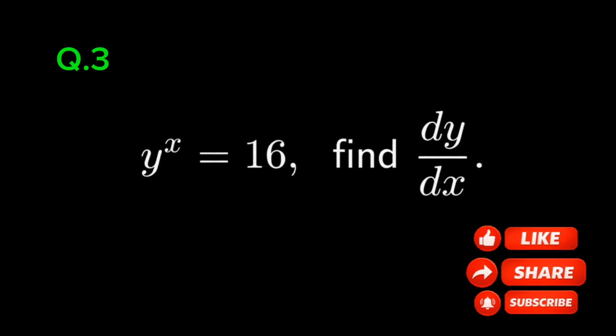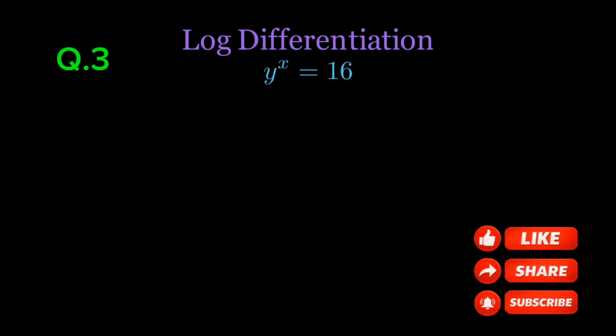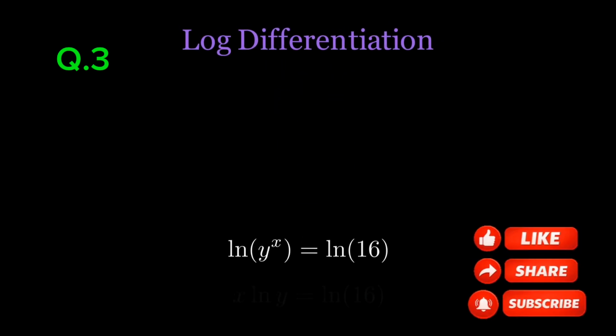We are given y raised to the power x equals 16. First, take natural log on both sides. This becomes x times ln y equals ln 16. Now differentiate both sides with respect to x.